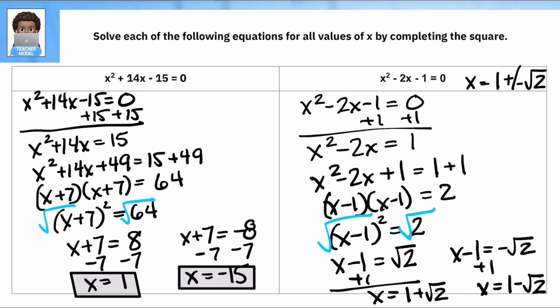That's it for today's lesson. Get some practice in so you can master the skill. I know you can. Completing the square can be challenging, but it can be a really fun challenge if you lean into it.